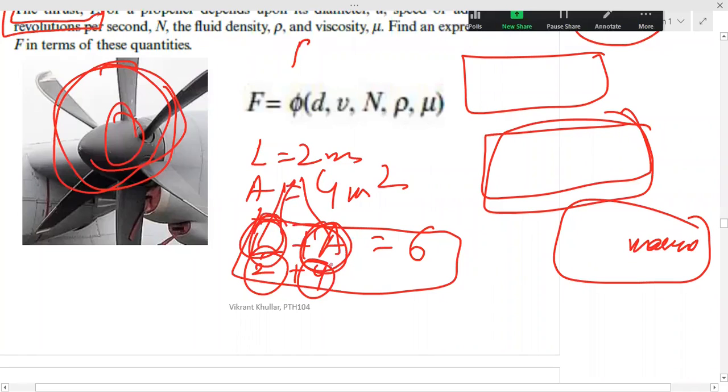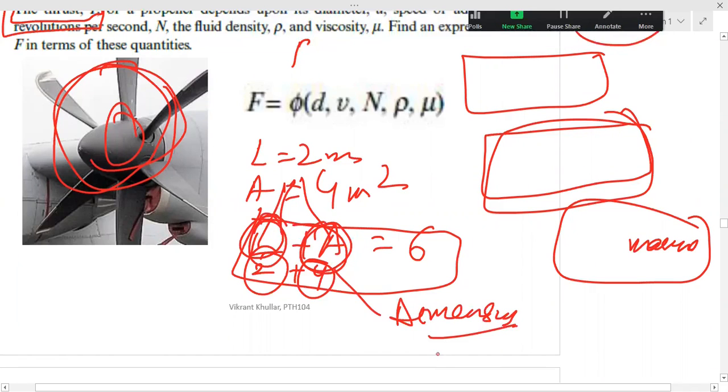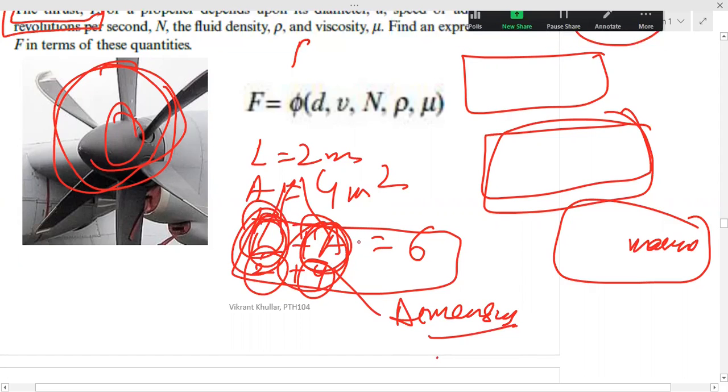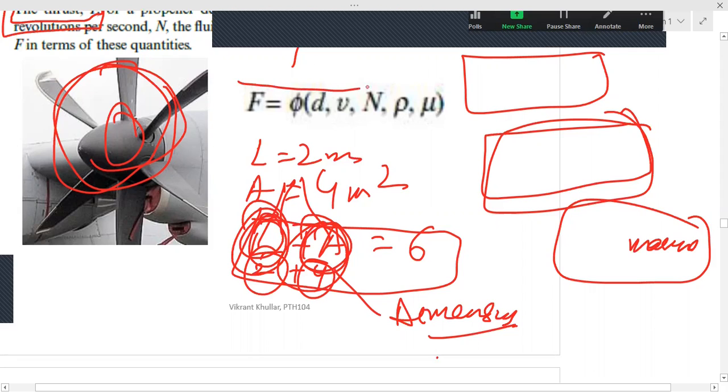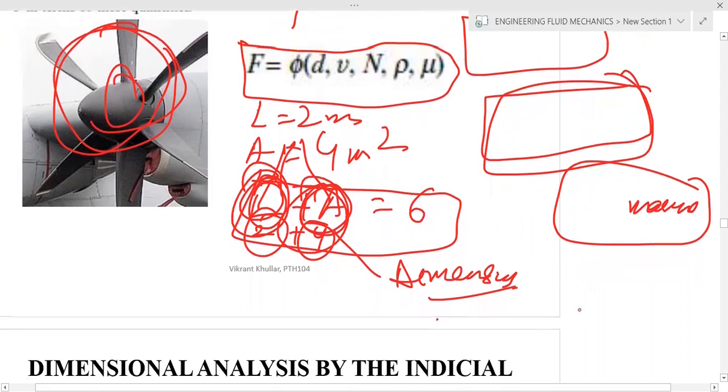So when you are adding things, what do you ensure? That each term has the same dimensions. So this is called maintaining dimensional homogeneity. So in this case also, you try to see what are the dimensions of force in terms of mass, length, time.